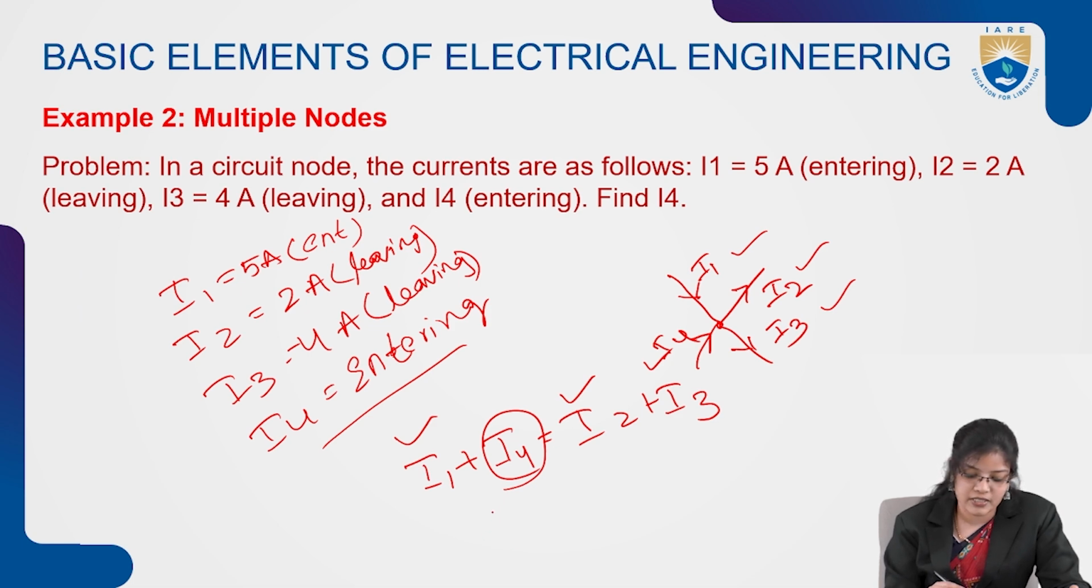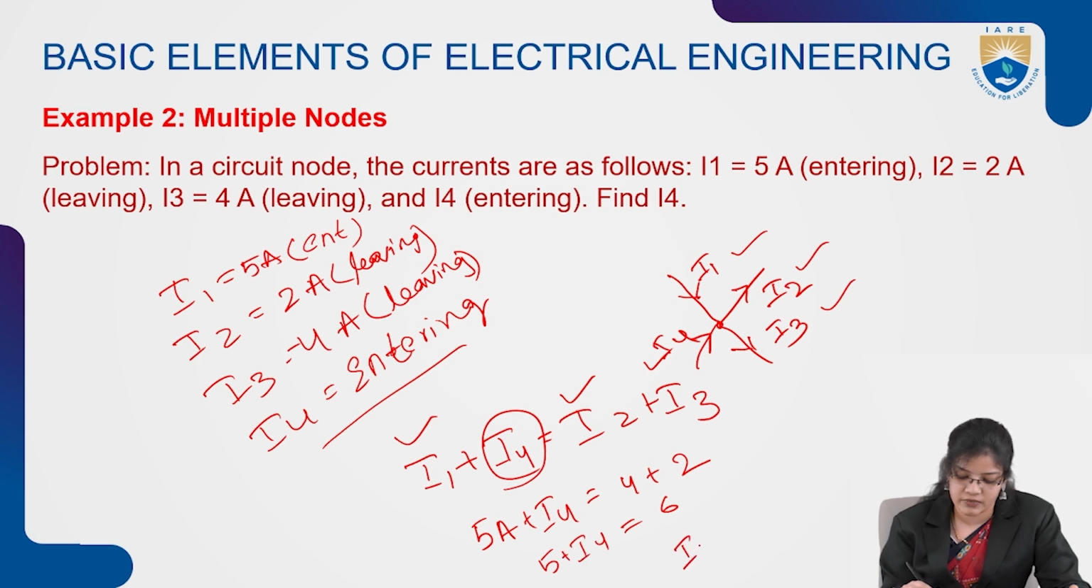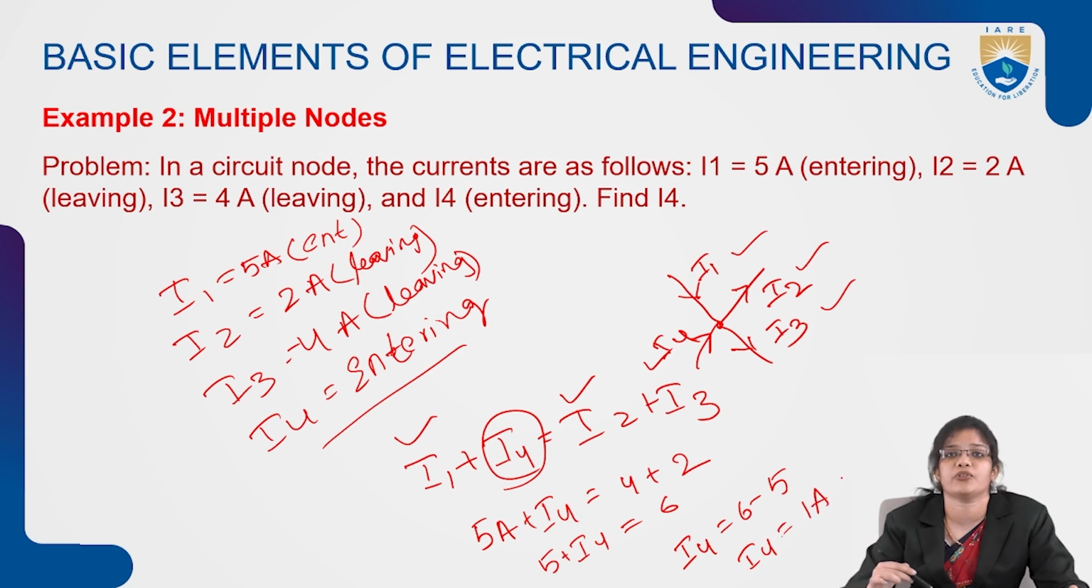So first, I1 is given as 5 amperes plus I4, equals 4 plus 2, which is equal to 6. So 5 plus I4 equals 6, so I4 equals 6 minus 5, which is nothing but 1 ampere. So the value of I4 is 1 ampere, which is entering into the junction.